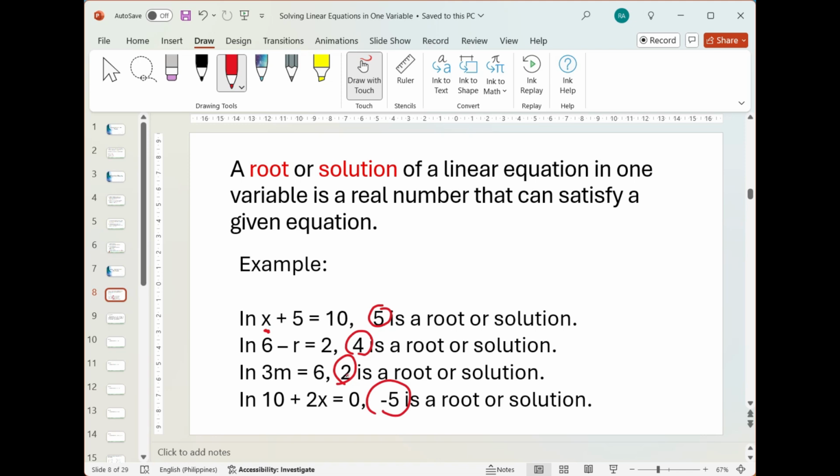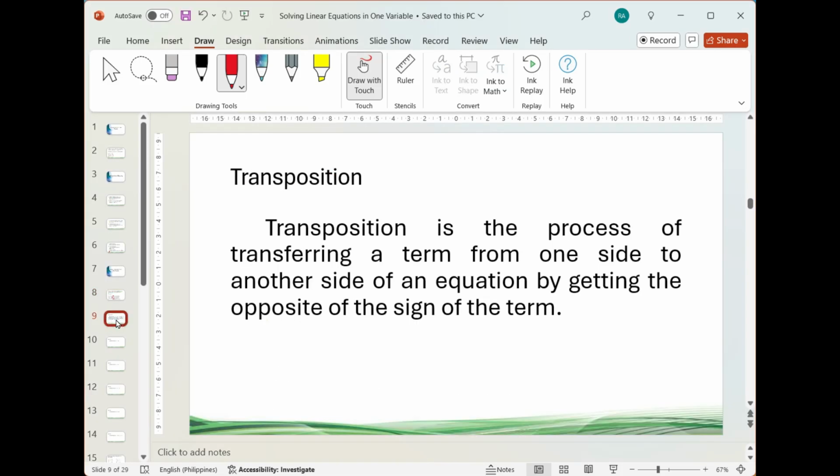So, pag class sinabi natin na solve the linear equation, that means we have to look for the root or solution of that particular linear equation. Clear? So now let's proceed to solving linear equations in one variable or finding the root or solution of a linear equation in one variable. So punta na kagad tayo sa tinatawag natin na transposition. So what is transposition? Transposition is the process of transferring a term from one side to another side of an equation by getting the opposite of the sign of the term.